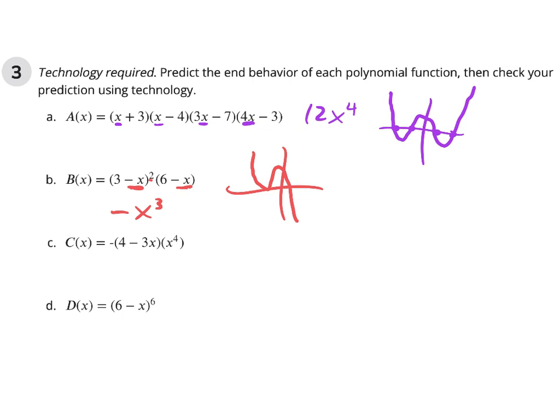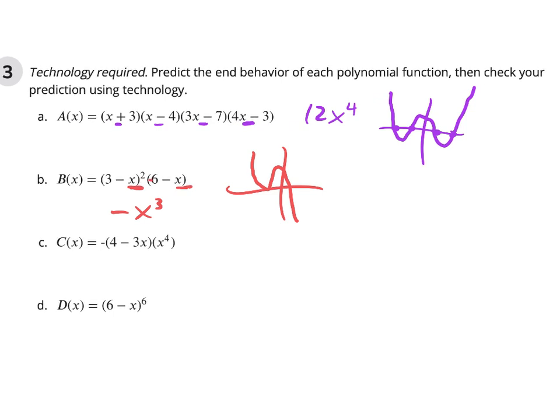Okay, let's look at C. So what I'm going to do is distribute the x to the fourth first. Negative is out front: 4x to the fourth minus 3x to the fifth. Then I'm going to distribute my negative. I get 3x to the fifth minus 4x to the fourth.